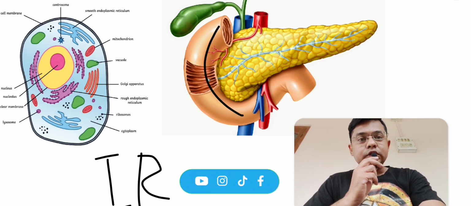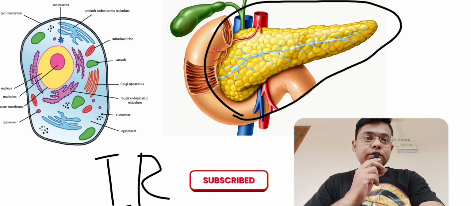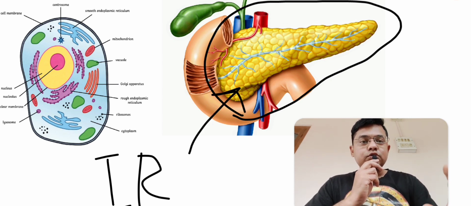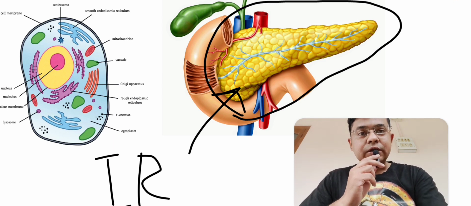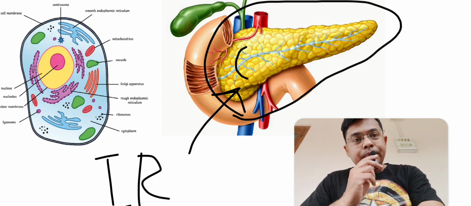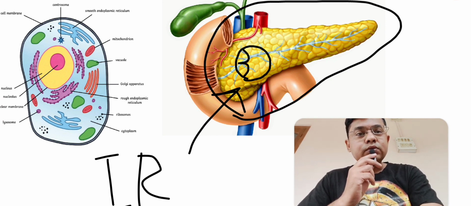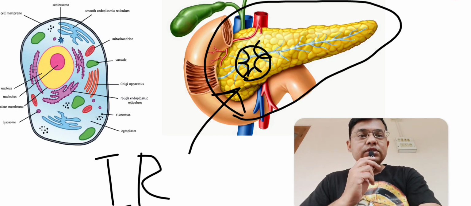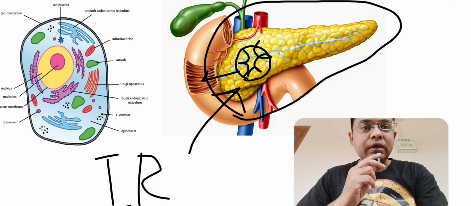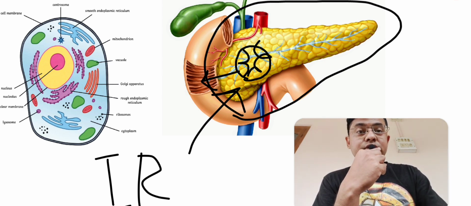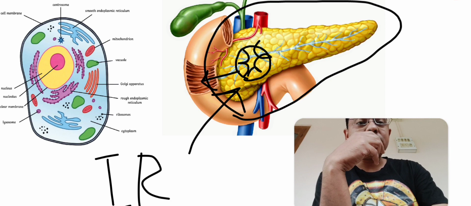This yellow colored gland, situated in our abdomen, is known as the pancreas. It has two functions. The first is the exocrine function, and the second is the endocrine function. First, the exocrine function: the pancreatic acini, which are small glands within the pancreas, secrete a lot of enzymes, and these enzymes help in the digestion of different foods in our gut. This is the exocrine function.